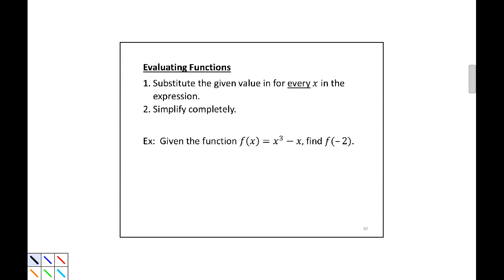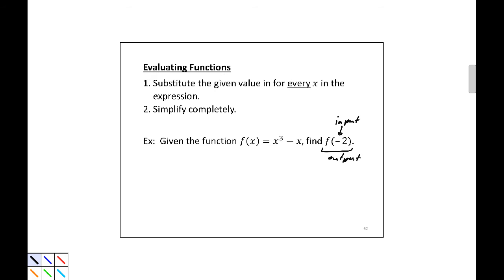When we evaluate a function, we are substituting the given value in for every x in our expression and then simplifying. So f of negative 2 is the output whenever the input is negative 2. So there's my input, and this represents my output.